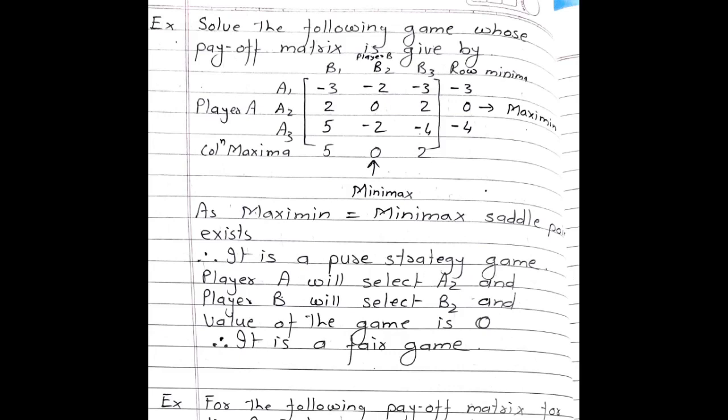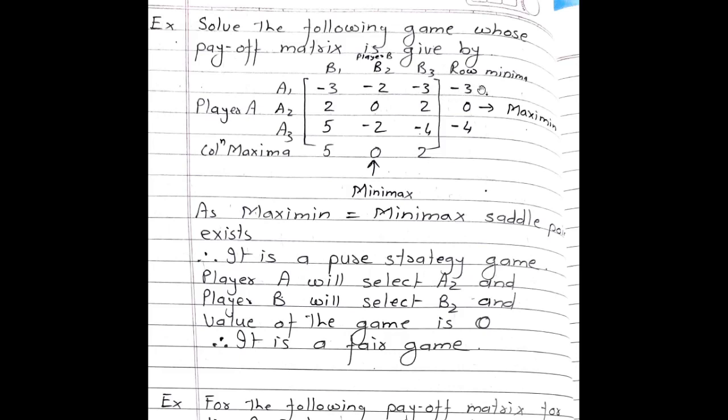See the first example. Solve the following game whose payoff matrix is given. For player A, there are three strategies A1, A2, A3. For player B, there are three strategies B1, B2, B3, and the payoff matrix is given to us. The very first step is to write row minima on the right hand side of the table. -3, -2, -3. Out of these three elements, pick up the minimum element.